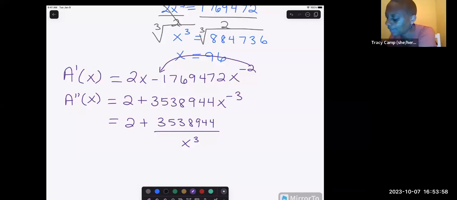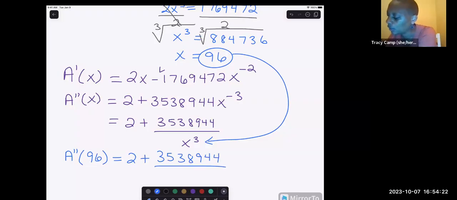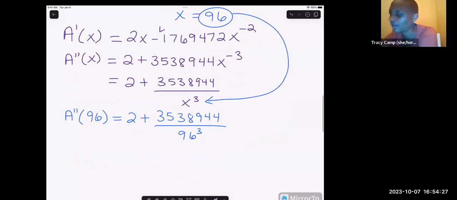And the second derivative test says to plug in your critical number. So my critical number was this 96. So I'm going to plug this 96 in for my x. So I'll have f double prime of 96 equals 2 plus 3,538,944 over 96 cubed.